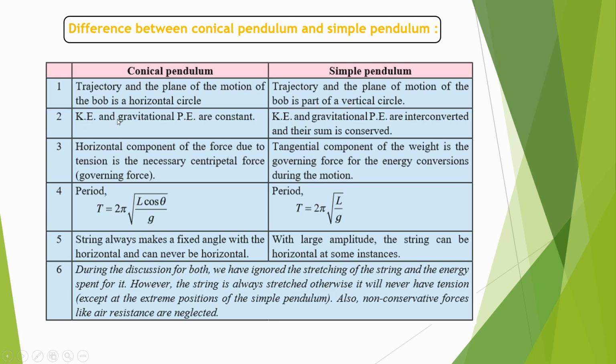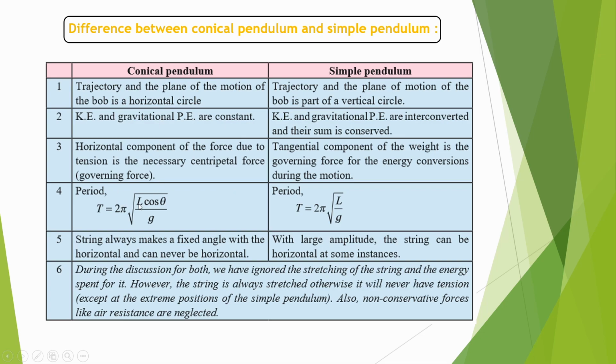The second point: kinetic energy and gravitational potential energy are constant in a conical pendulum, and in a simple pendulum kinetic energy and gravitational potential energy are interconverted and their sum is conserved. The third point: the horizontal component of the force due to tension is the necessary centripetal force. In a simple pendulum, the tangential component of the weight is the governing force for the energy conversions during the motion.